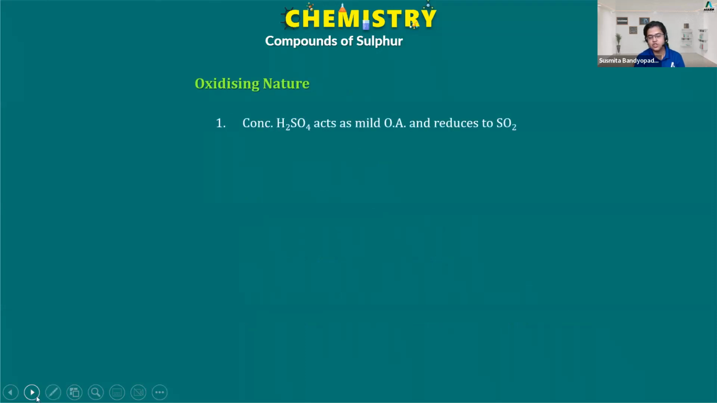So the oxidizing nature of concentrated H2SO4 is very important. It acts as an oxidizing agent and gets reduced to SO2. So it just jumps from +6 to +4. When it acts as an oxidizing agent, it should get reduced. To get reduced, it should add electrons, but this just adds 2 electrons and produces SO2. That's the reason it is termed here as a mild oxidizing agent. A strong one would add a few more electrons, right? So it's a mild oxidizing agent, but yes, it's an oxidizing agent and it reduces to SO2.